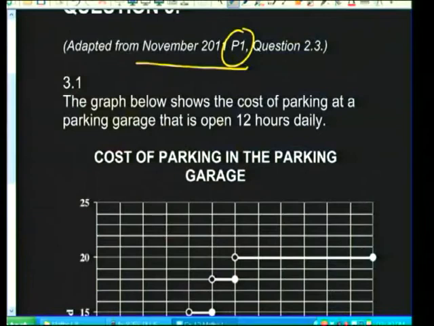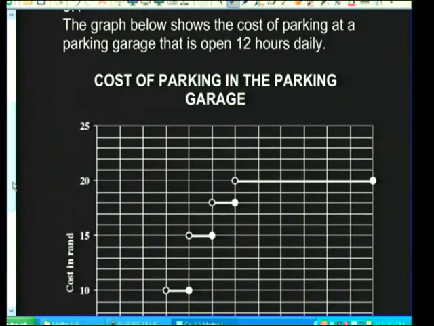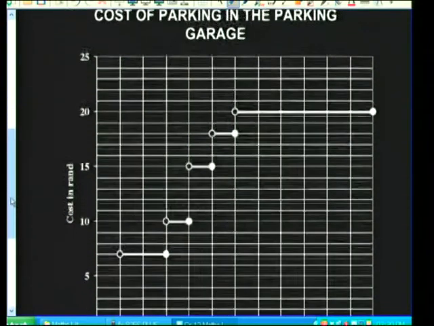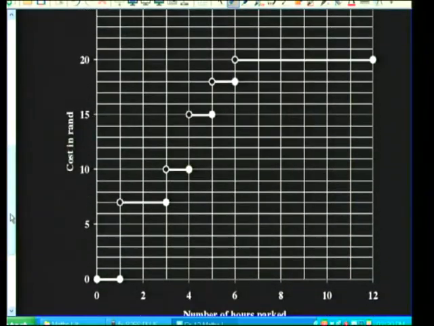All right. And it came from question 2.3 of last year's paper 1. Now, the graph below shows the cost of parking at a parking garage that is open 12 hours daily. The cost of the parking in the parking garage. This graph you see here in front of you, folks, we don't normally see a graph like this, or very seldom do we see a graph like this, but I love it. It's so exciting. Let's look.